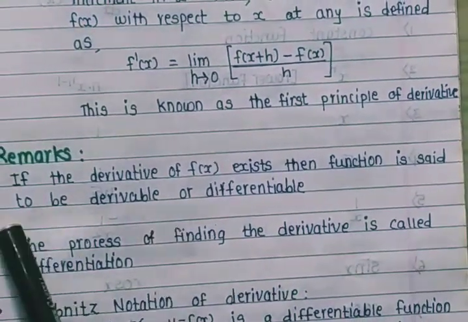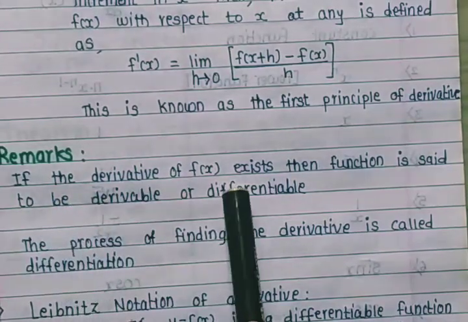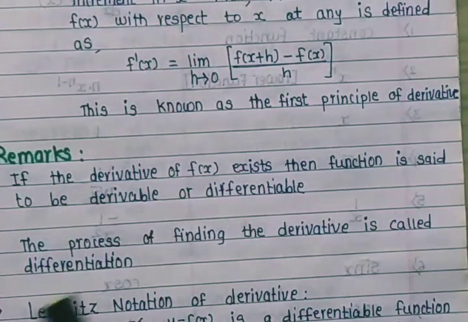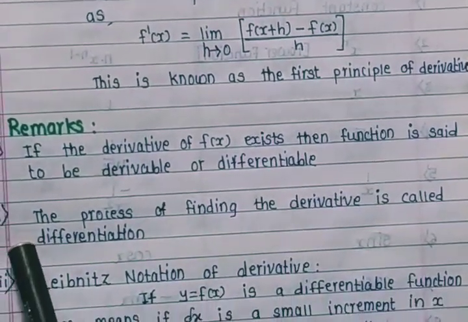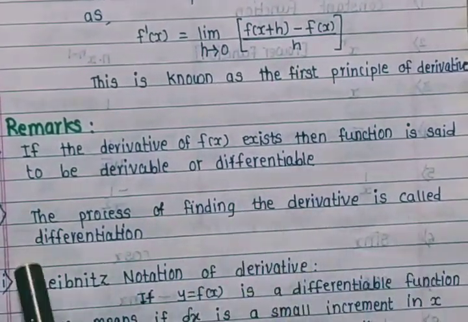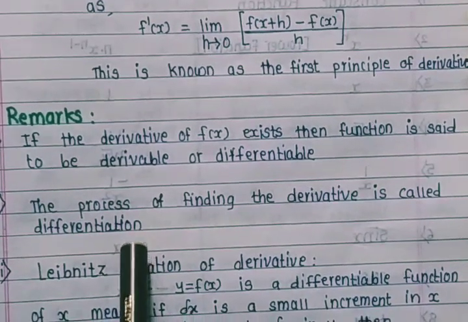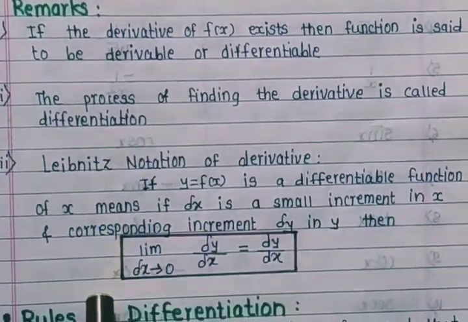First remark is if the derivative of f of x exists, then function is said to be derivable or differentiable function. Second remark is the process of finding the derivative is called as differentiation. The third remark is important remark here.